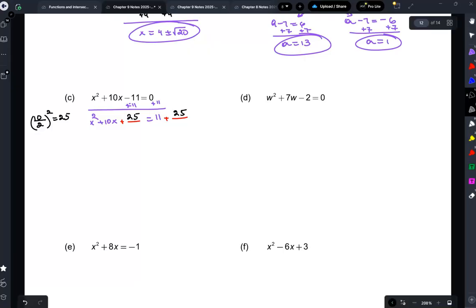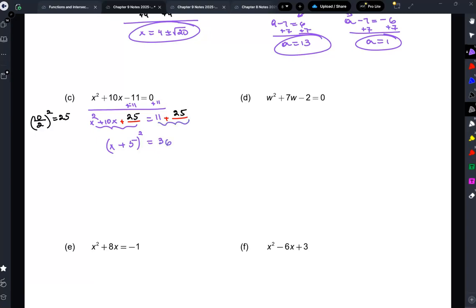So now I know, because I'm doing completing the square, this is going to factor as a square. Take the square root of the first one. Take the square root of the last one. Are there any pluses? Are there any minuses here? No, so I put a plus there. 11 plus 25 gives me 36.